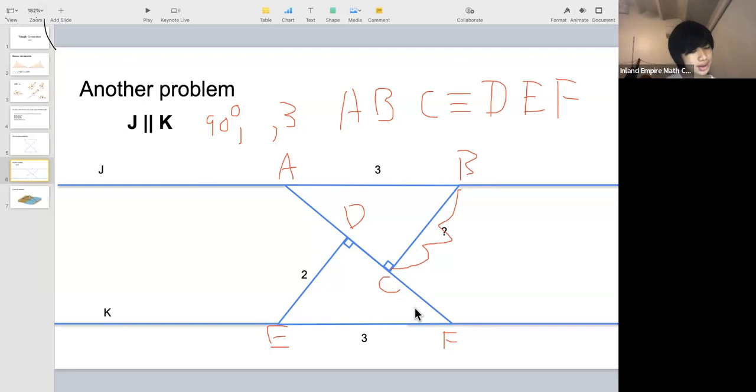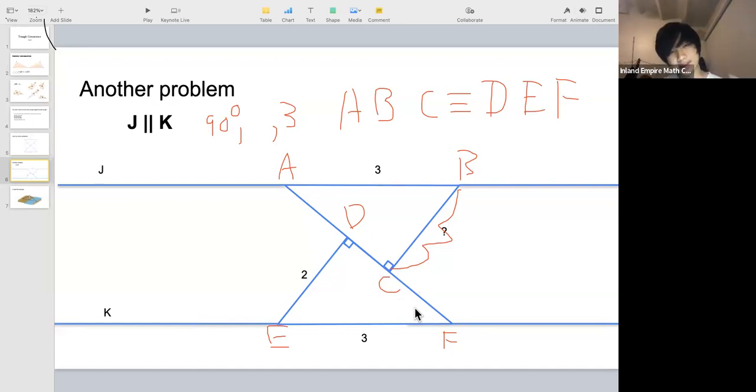But we're actually given more information, right? Because we know that J is parallel to K. Sorry if this wasn't clear, but J is this big line up here, and K is this bottom line down here. So these two lines are parallel.